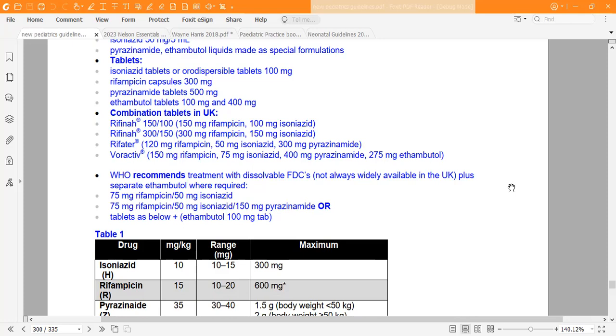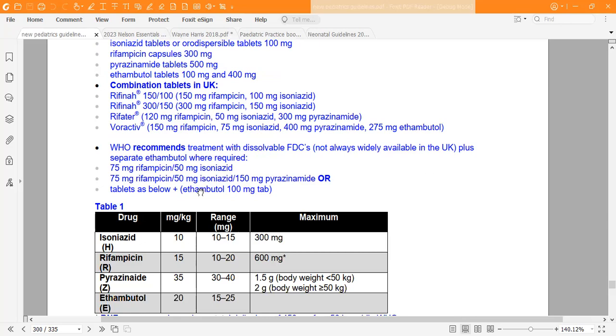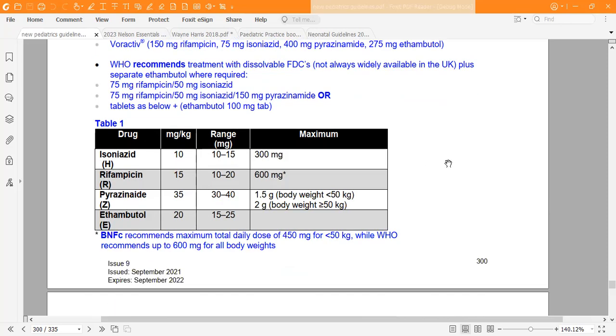Okay, so we have rifampicin and isoniazid, which is 75 and 50. We have rifampicin, isoniazid, and pyrazinamide, which is 75, 50, 150. So we have to add on ethambutol, which is 100 milligram tablets. Okay, so this table shows basically the combinations or the concentrations of the anti-TB drugs. So I have isoniazid, rifampicin, pyrazinamide, ethambutol.